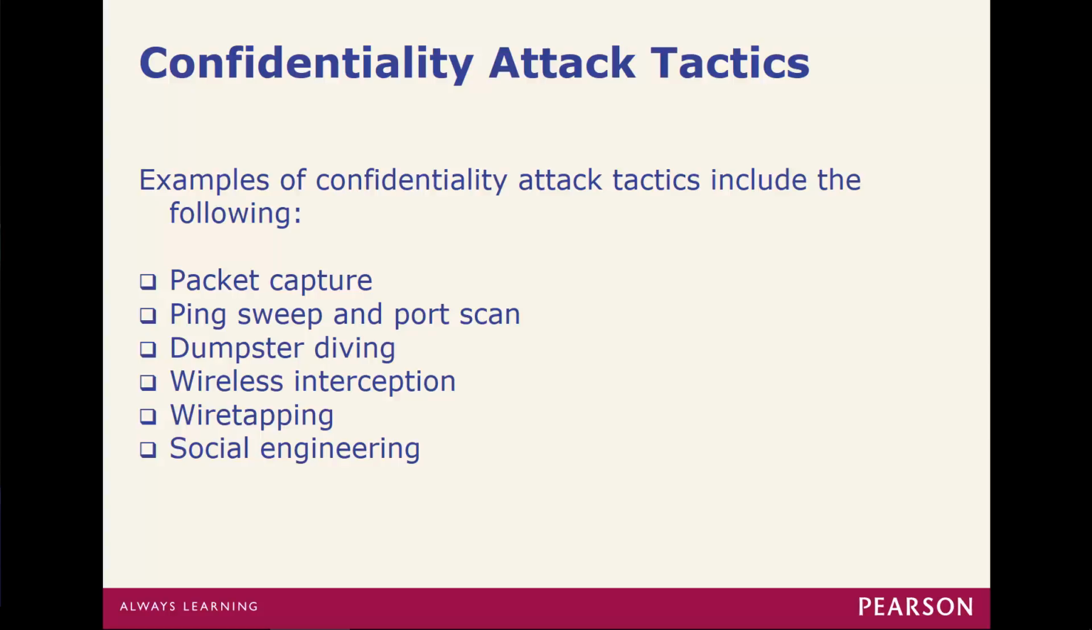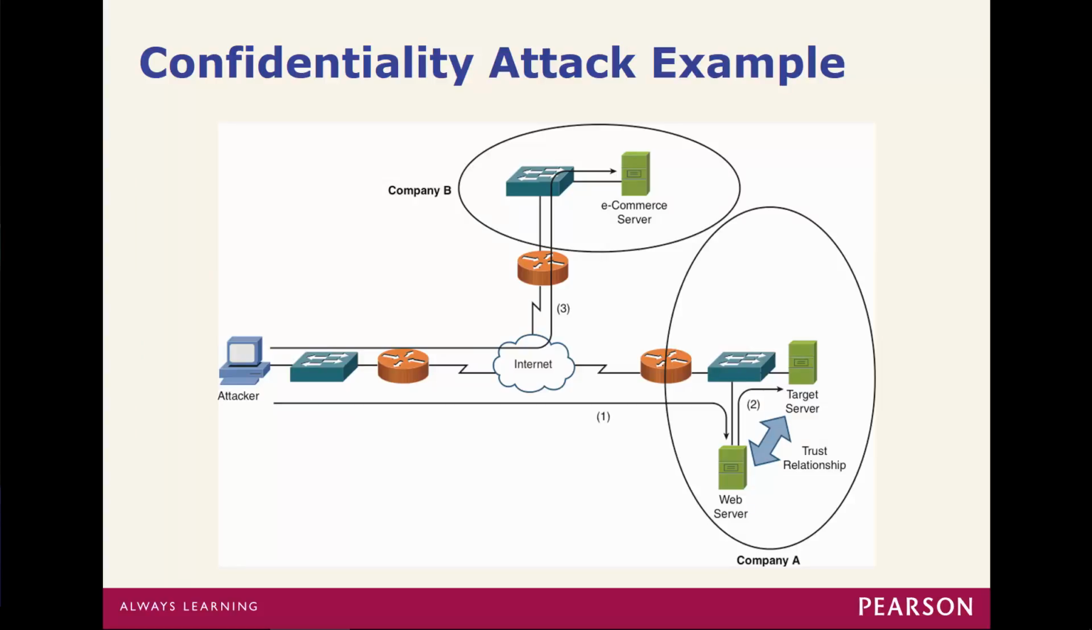Dumpster diving, trying to collect data out of a dumpster. Wireless interception, wiretapping, wireless tapping, maybe even social engineering to get private data out. Here is an example of a confidentiality attack. We can actually maybe interject information between companies. That way we can route traffic a specific way.